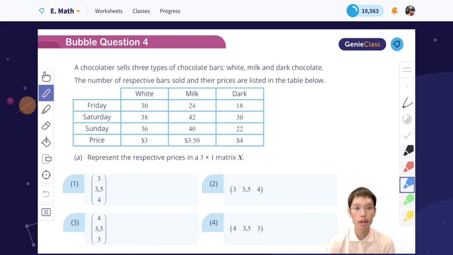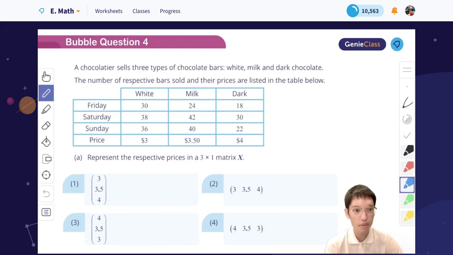Okay, take note, it's a 3 by 1 matrix, so what should I have? Okay, 3 by 1. Take note, look at the entry carefully. Look at the entry carefully. Right, look at the entry carefully. Alright, let's see what we have.